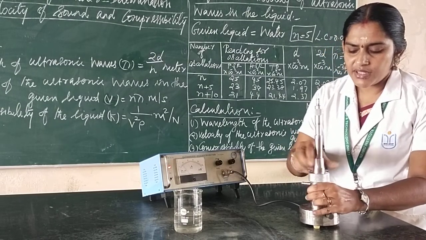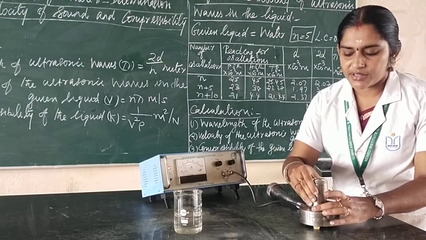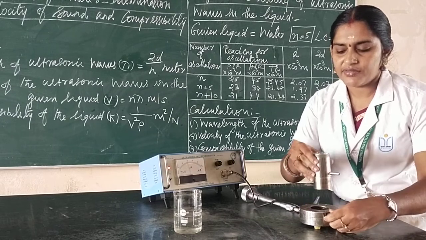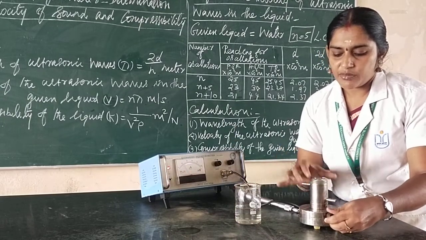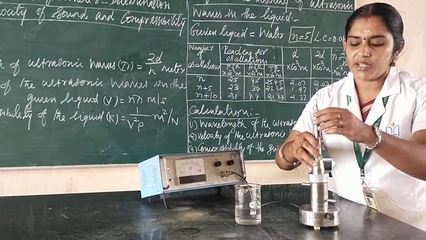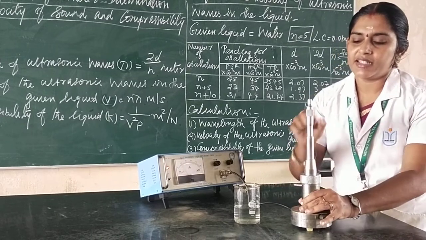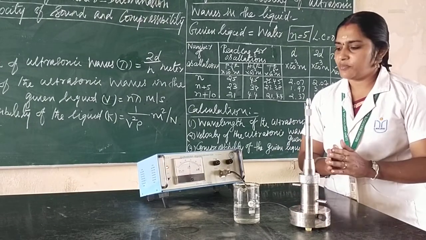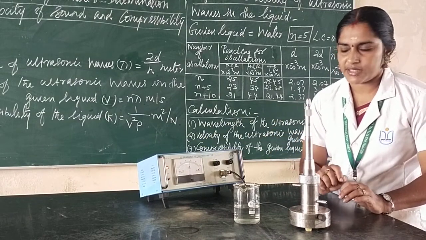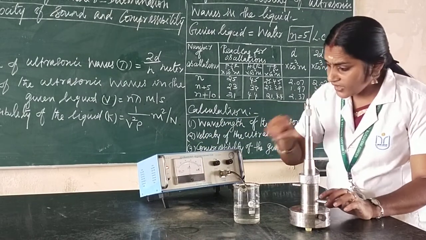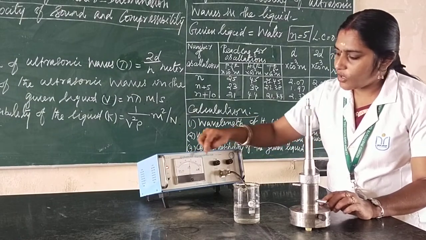This measuring cell is filled with water. We take the water, fill it in the measuring cell, and close it using the reflector, which is nothing but the micrometer. It is very simple. Just switch on this ultrasonic interferometer, keep the current at 40 to 60, and we get the deflection.